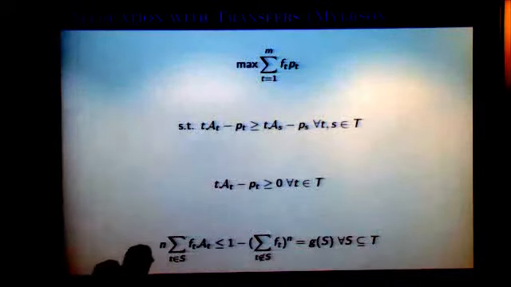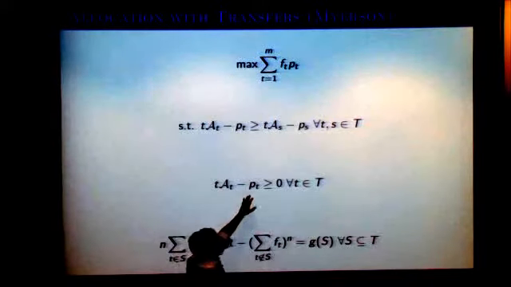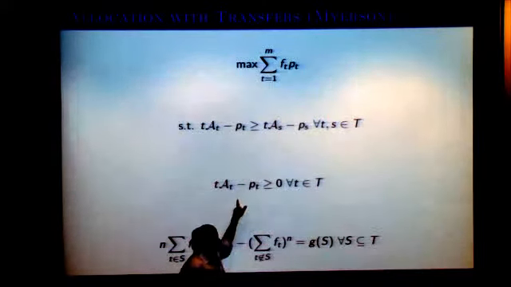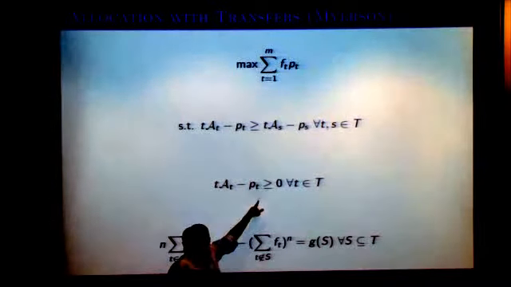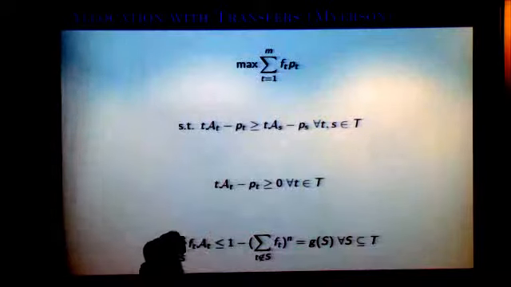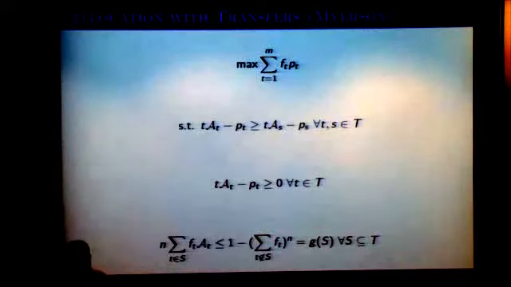Right? Now, I need this constraint to prevent the problem from being trivial, because in the absence of this constraint, I simply charge everyone their firstborn and walk away. Right? The top constraint is the incentive compatibility constraint.